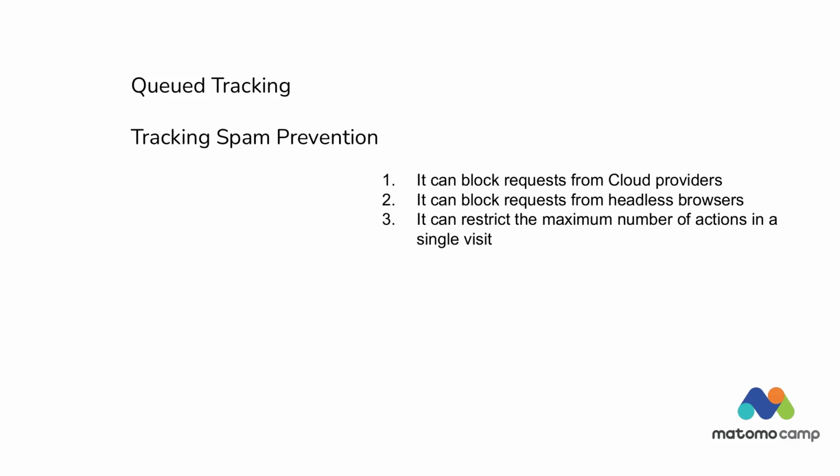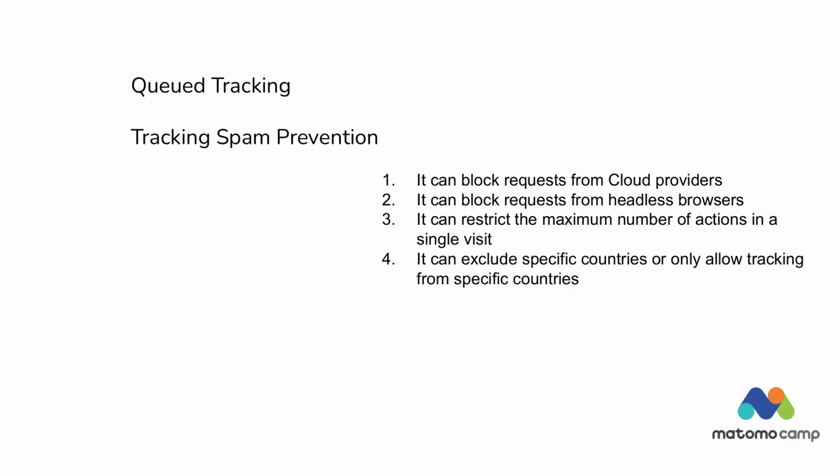Number three, it can restrict the number of actions in a single visit, or the maximum number of actions that Matomo will track in a single visit. This is especially useful to prevent spam visits that can sometimes track hundreds or even thousands of actions in a single visit. We've seen some examples with people that we've provided support to in the past from the Matomo team where they've had individual visits tracked over 10,000 actions in a single visit in a matter of minutes or even hours. And the great thing is that you can automatically block this or cap the number of tracking requests that can be tracked in a single instance.